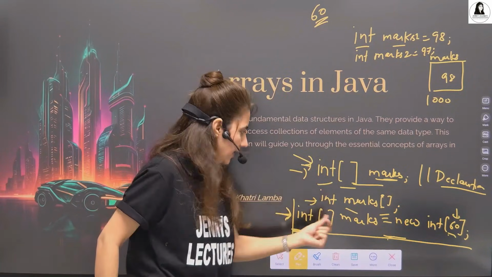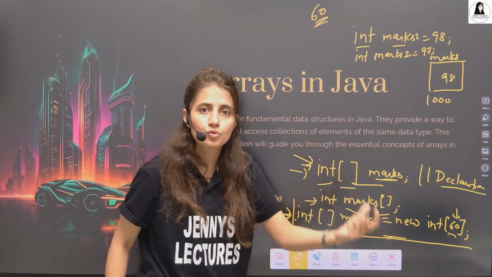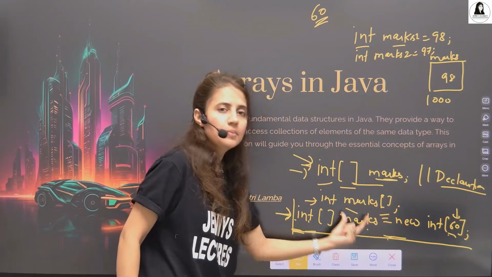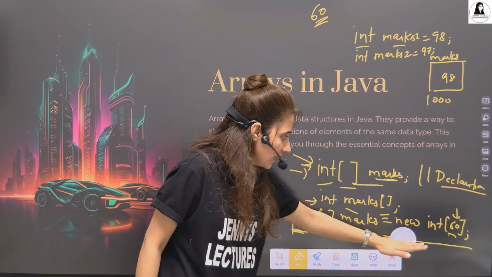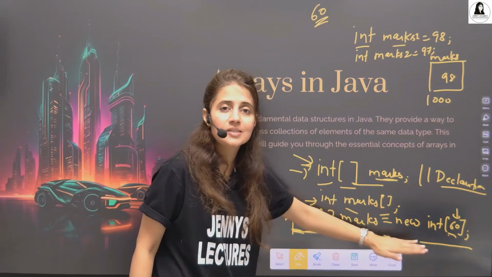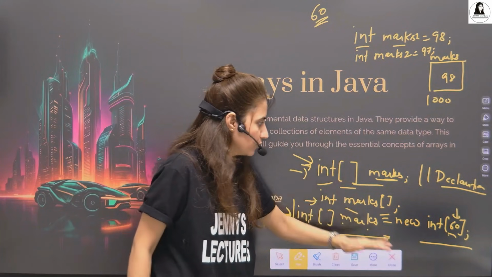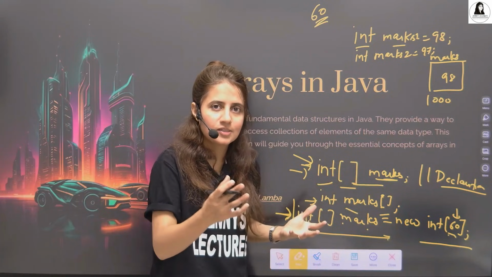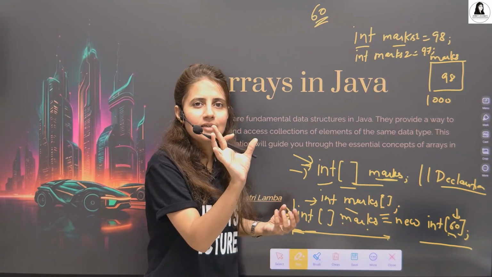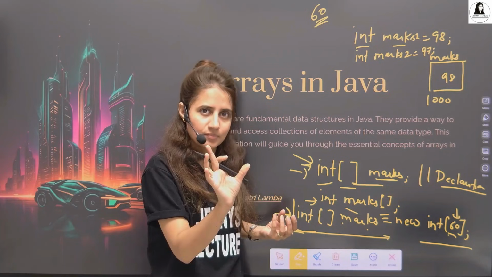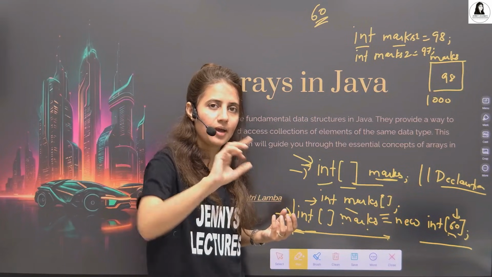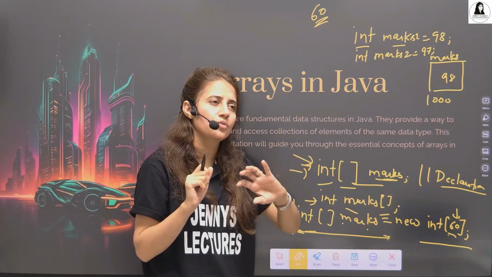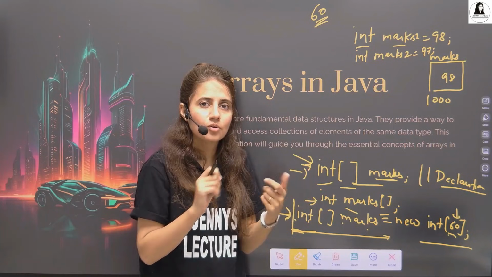So 60 int type values I want to store in this array of name marks. So this line will instantiate this array, meaning memory allocation would be done for 60 students' marks, or 60 int numbers, or you can say 60 items of int type, right?